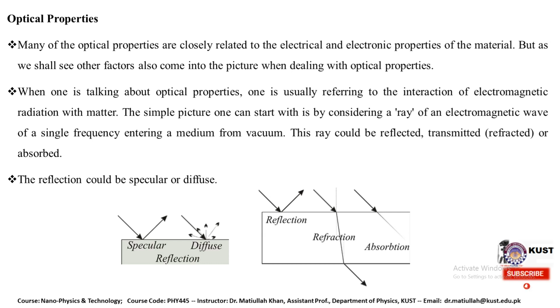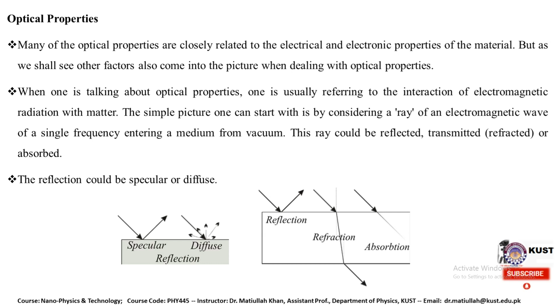And in the third case, there is absorption. There is also the possibility that absorption of the ray occurs, and in this case the electromagnetic radiation is absorbed in the material and vanishes. So this is the simple process of reflection, refraction, and absorption.